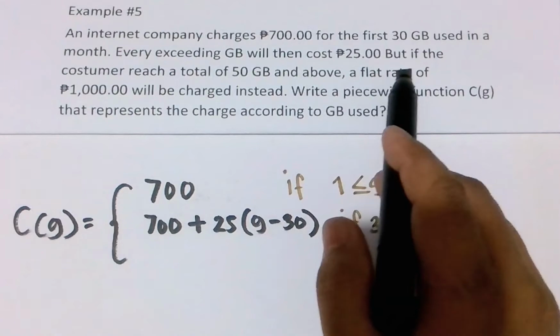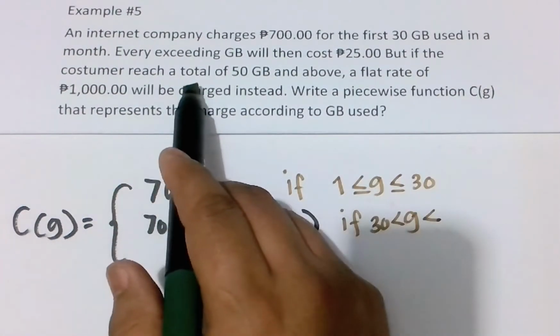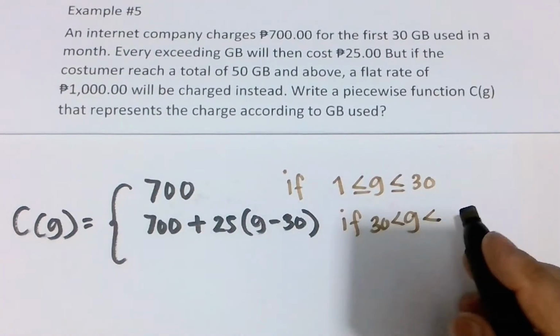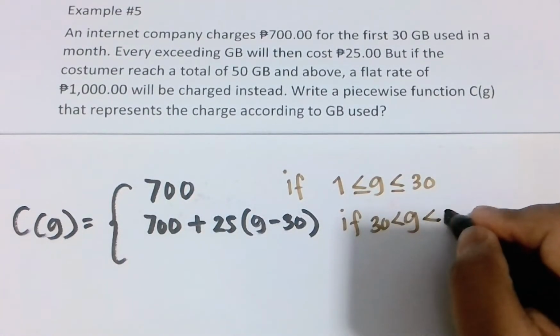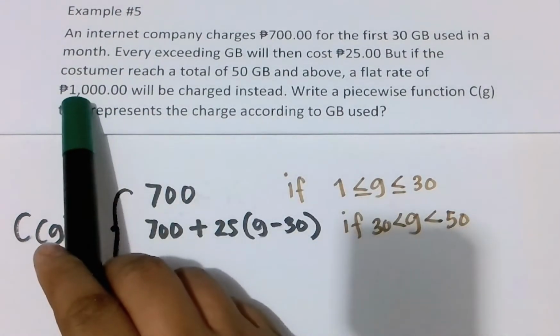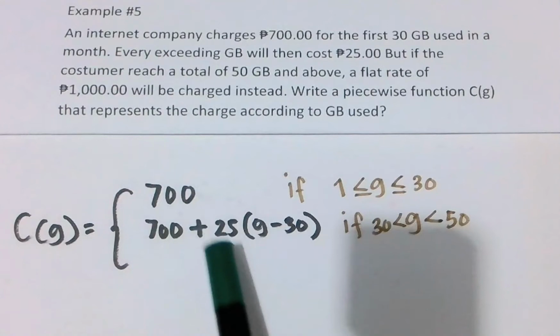Okay, sabi dito, but if the customer reach a total of 50 gigabytes and above, so, hindi kasama yung 50, dapat less than 50 lang. Ibig sabihin ng less than 50, hanggang 49 lang. Okay? Kasi pag umabot ng 50, sinama niyo yung 50, ibig sabihin iba na yung rate na babayaran ni customer. Hindi na siya plus 25 lang per gigabyte.